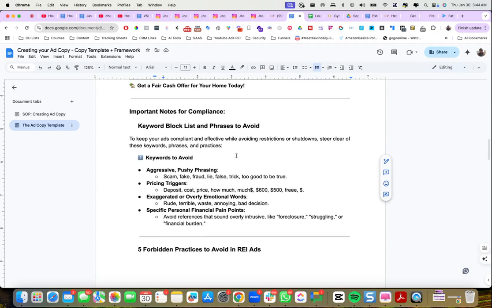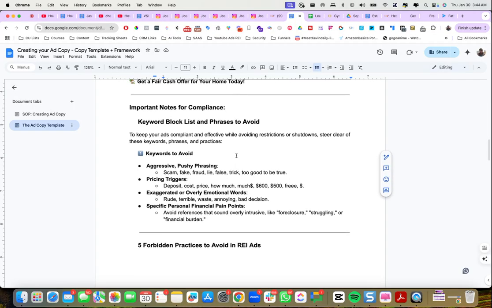All right, so here are important notes for compliance. There's a keyword block list and phrases to avoid that I put right here. To keep your ads compliant and effective while avoiding restrictions in the housing category, you have to be very careful, because certain things can ultimately be taken as you're accusing people, you're not being morally right, or you're discriminatory. So you want to avoid that.